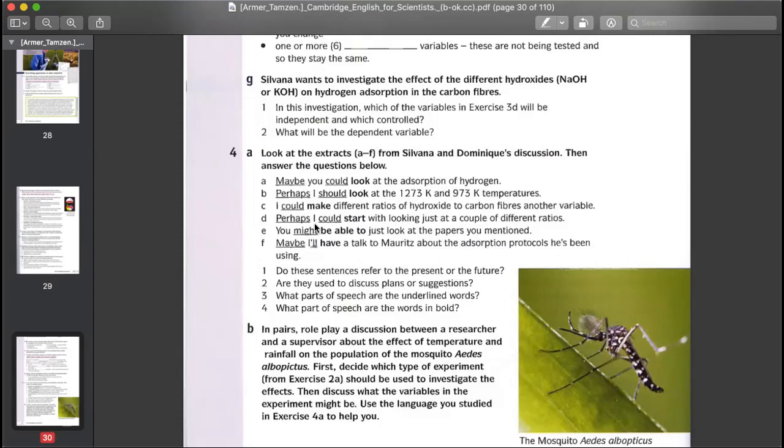But our concern here is just the verbs. Just look at the verbs in general. Do these sentences refer to the present or the future? When we say maybe you could look, perhaps I should look, I could make different ratios, perhaps I could start with looking just at a couple of different ratios, you might be able to just look at the papers you mentioned, maybe I will have a talk to Martise.